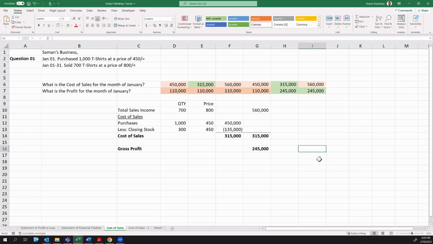This is how we calculate the cost of sales, because it is the cost incurred to generate revenue, and there is a definite direct connection between the sales income and the cost of sales. So this closing stocks will be used for the next period as opening stocks. Okay.